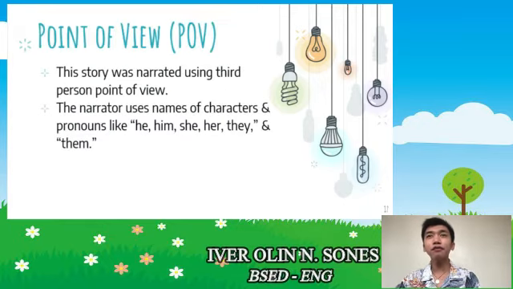Next is the point of view, or the POV. This story was narrated using the third person point of view. The narrator uses names of characters such as the ant and the grasshopper, and pronouns like he, him, she, her, they, and them.